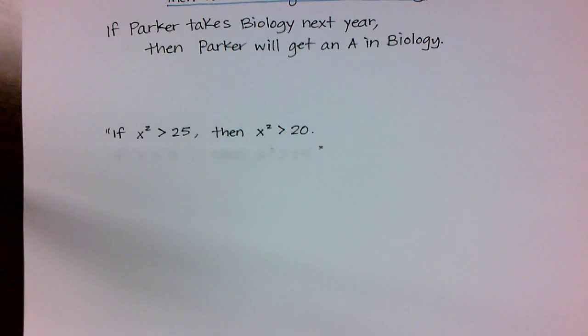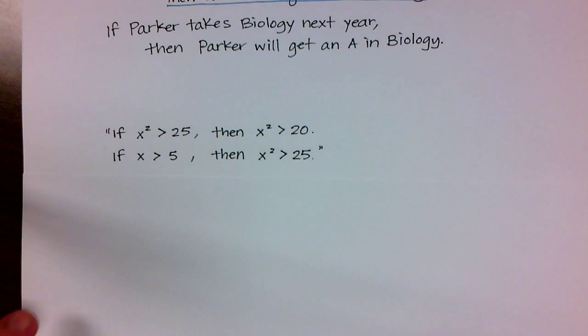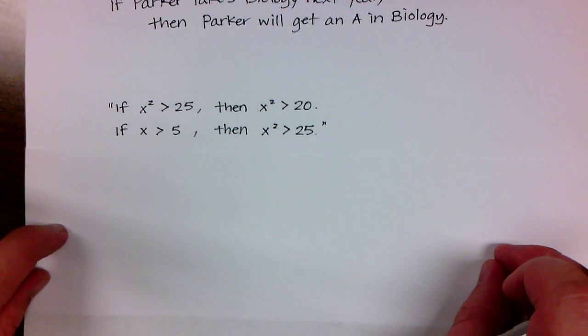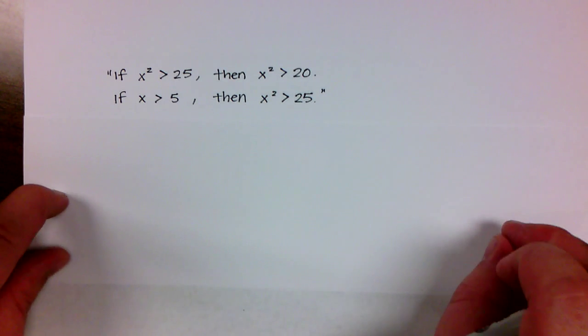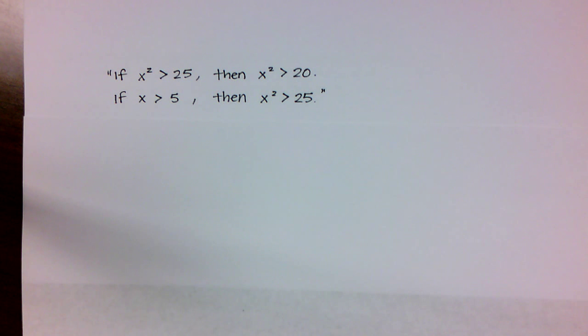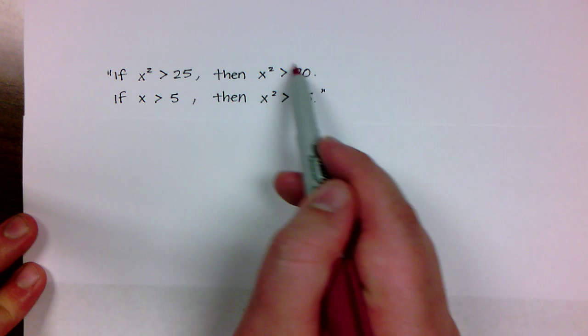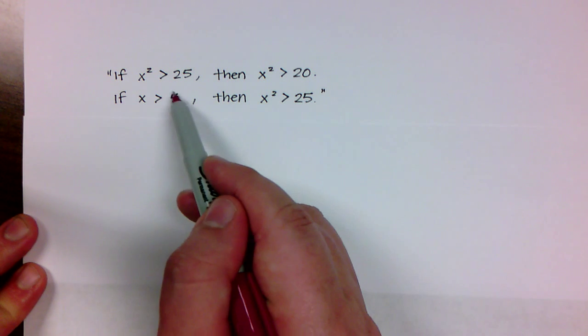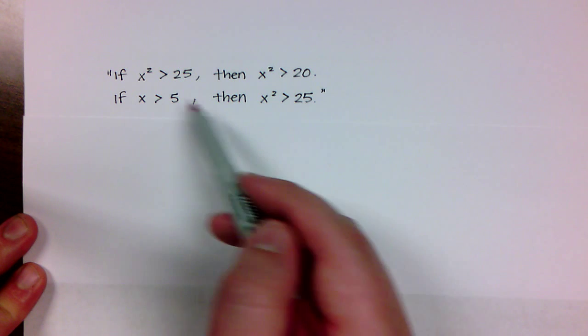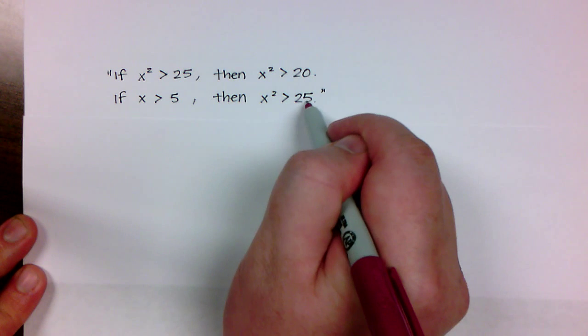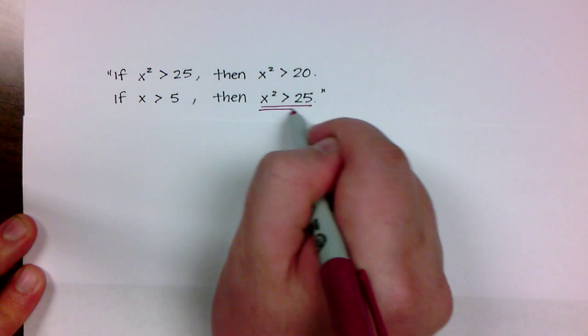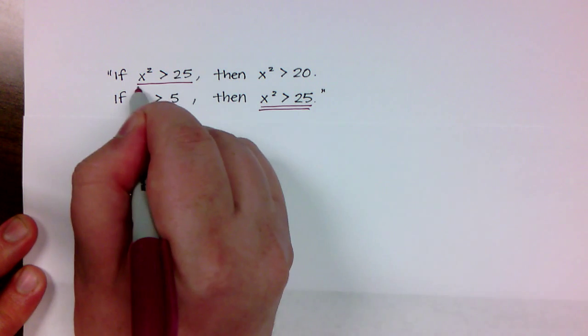All right, let's do one more. This one says, if x is greater than 25, then x squared is greater than 20. The second statement says, if x is greater than 5, then x squared is greater than 25. Okay, so this is kind of weird. I'm looking here, and this conclusion is not the same as the second hypothesis. But I do notice that the conclusion of the second statement is the same as the hypothesis of the first.